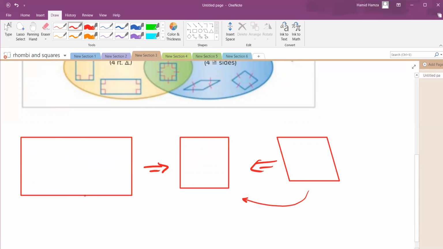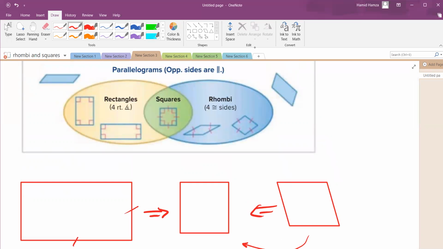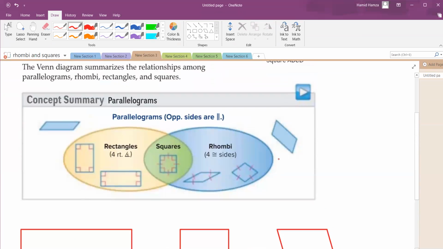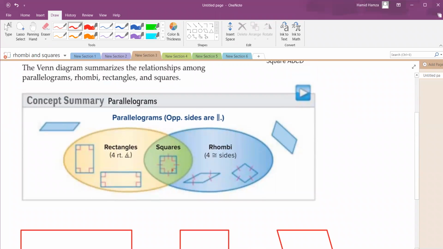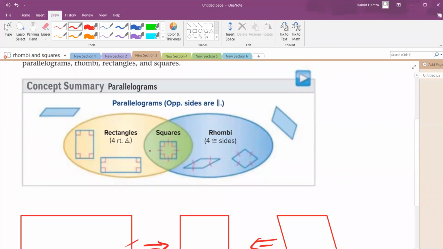A rectangle with two successive sides equal changes to a square. So a square is what, guys? We can get a square from a rhombus or from a rectangle. So this is the summary of what we studied.